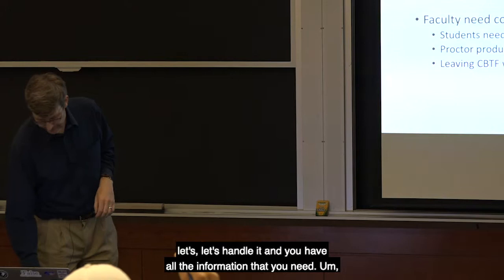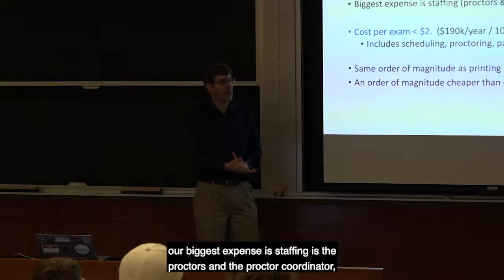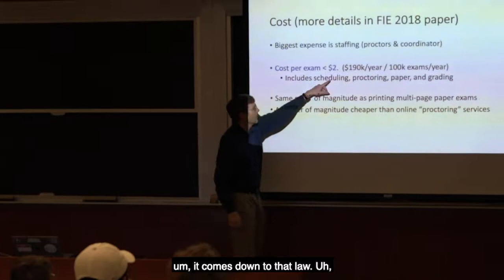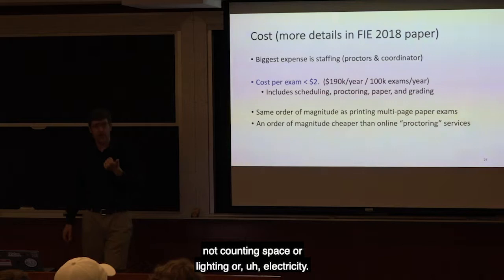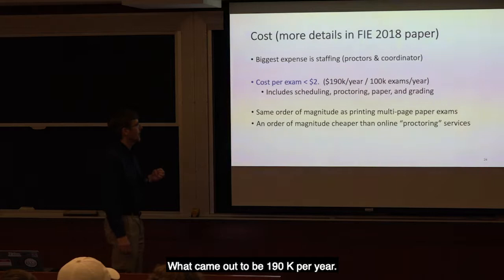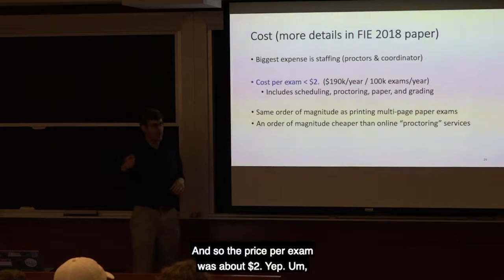How much does it cost? Our biggest expense is staffing, the proctors and the proctor coordinator. I don't remember which academic year this was, but our budget, not counting space or lighting or electricity, came out to be $190,000 per year. That year we ran about 100,000 exams, and so the price per exam was about $2.